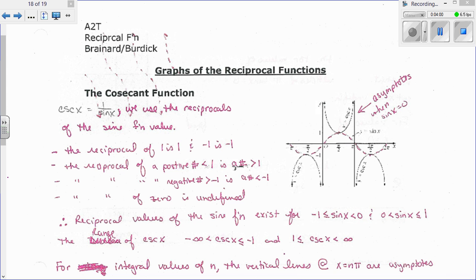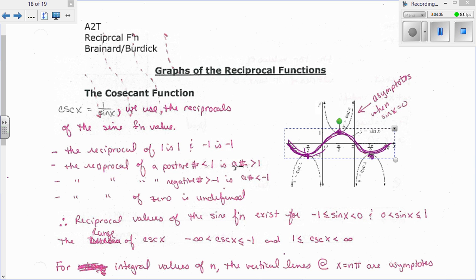Okay, so the easiest way to actually graph the secant or cosecant function is to graph your sine function, which we have right in here. This is my sine function. And everywhere I have a minimum or maximum is where my cosecant is actually going to touch my sine curve. So here they share a point, here they share a point, and here they share a point.